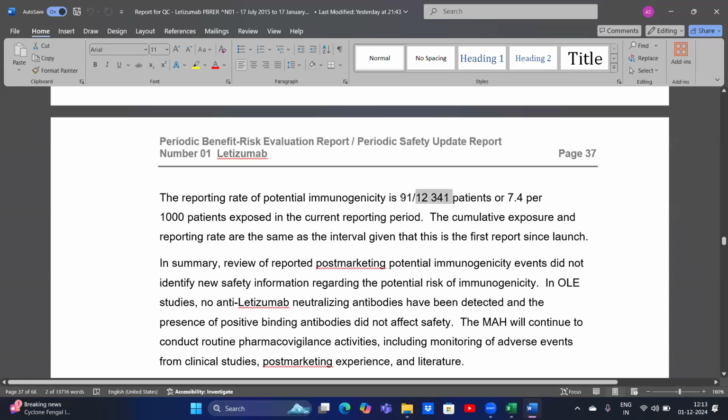And this data is how many hypersensitivity cases there were, as you have seen in the table above. So in this many patients, if we have 91 cases, then in 1,000 patients, how many would we have? It's a simple mathematical calculation. You will get 7.4 per 1,000. If you go into the RSI and check the reporting rate per 1,000 patients, it will show you as expected as per this.